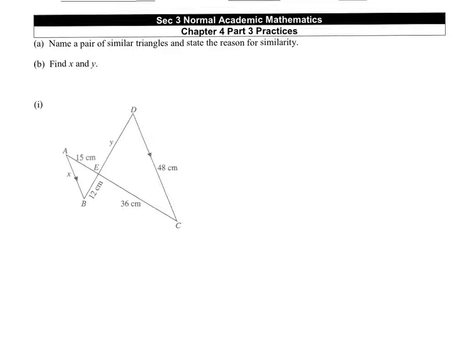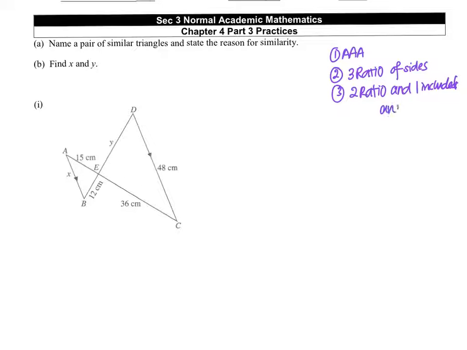Now, recall that we have three different tests. The first one is the more popular one, that is the AAA test, where we only need to show two angles, and then the third angle will be equal, and therefore they will be similar. The second test will be to have three ratios of the corresponding sides. And the third test will have two ratios of corresponding sides and one included angle. But of course, down here we're going to use the most popular one, most likely the AAA test.